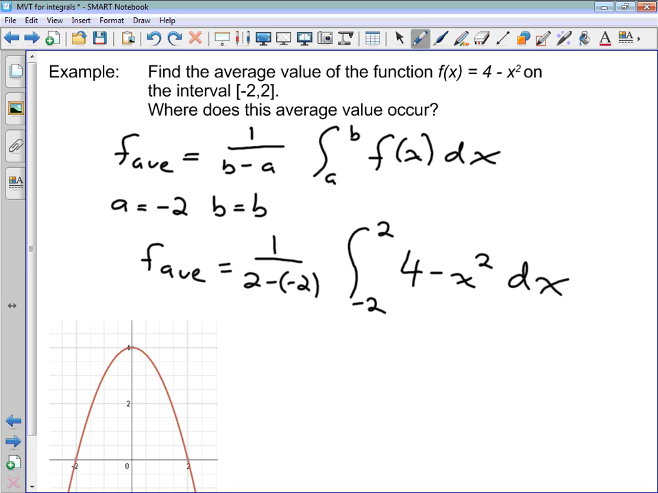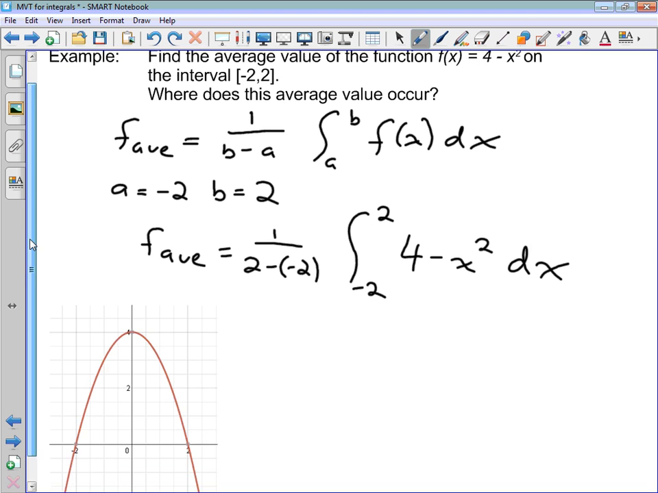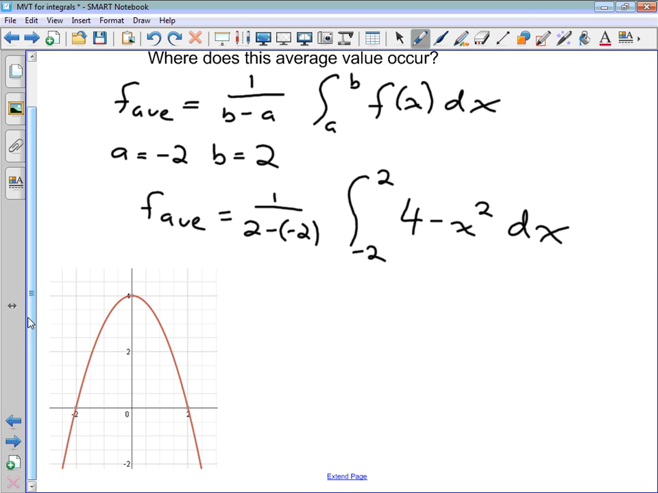So b does equal b. That is always true, so it's not wrong to say that. It's just not particularly useful. We should put in that b equals 2. Thank you. Okay, so let's evaluate this integral here.